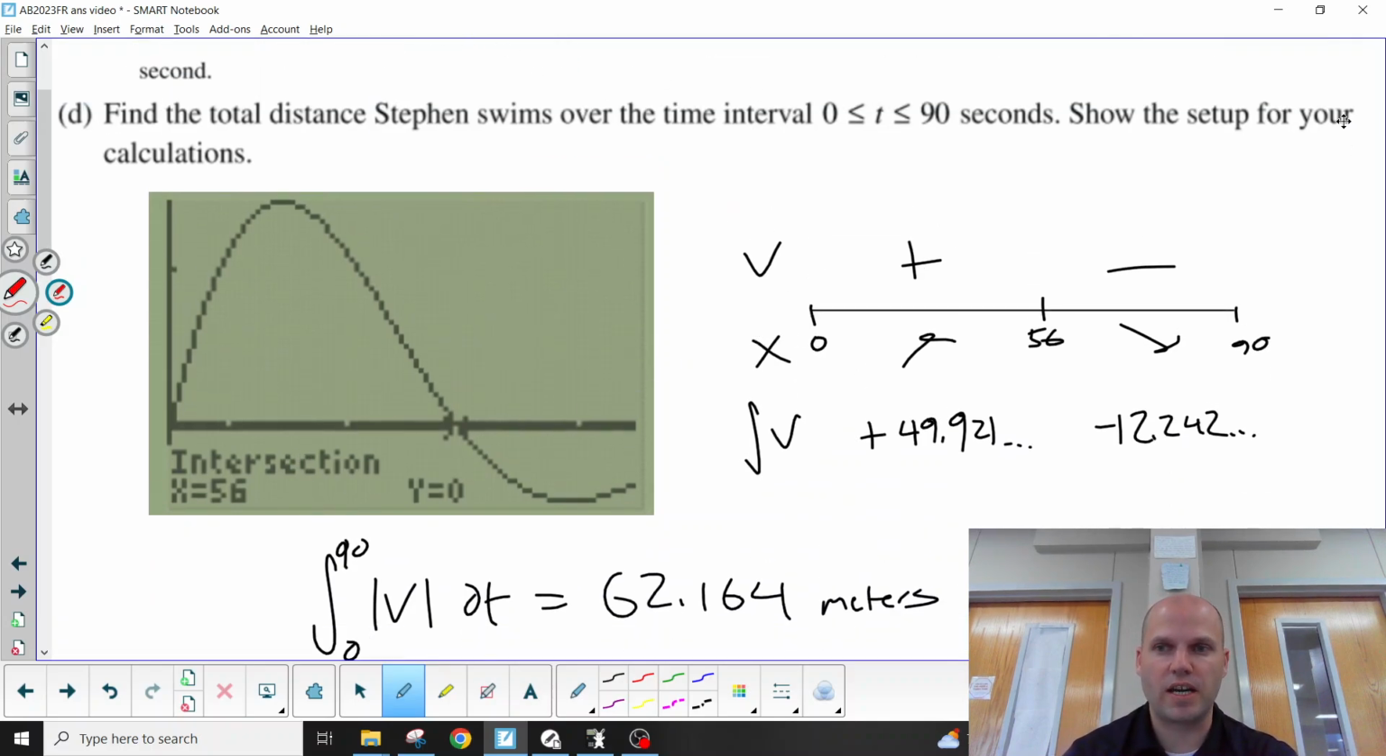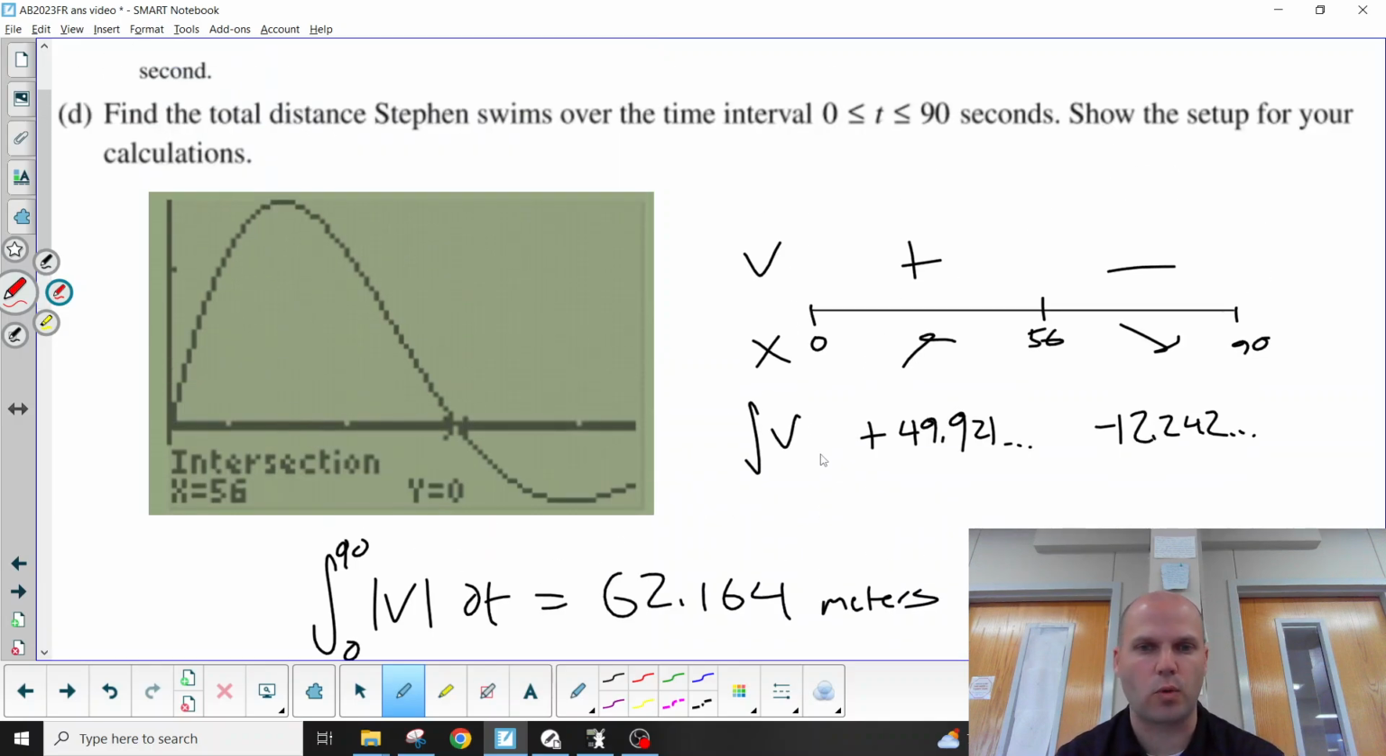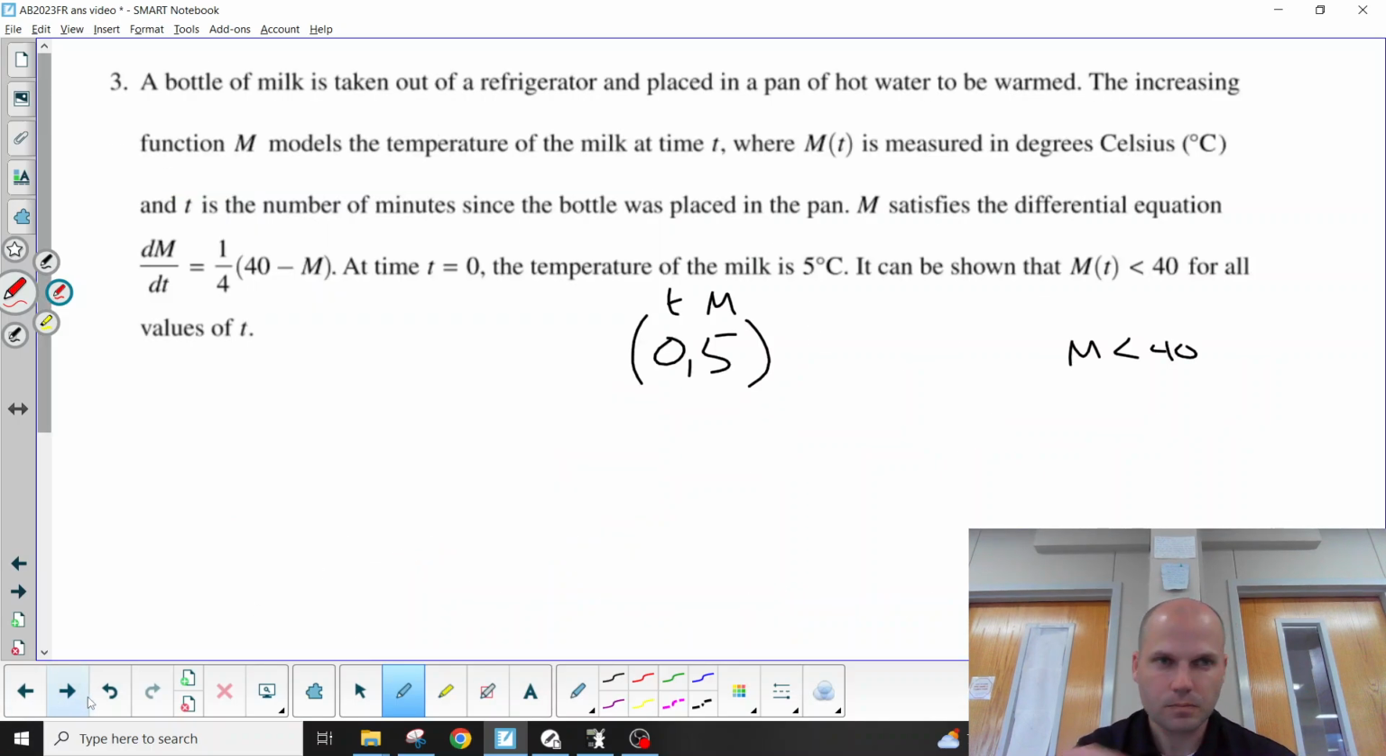Distance from 0 to 90. Okay, well, if you did your sign analysis and your displacement analysis, you go to the right 49.921, you go to the left 12.242. You can take this positive number, subtract the negative number, or you can use an absolute value to get the same accumulation of your speeds, 62.164 meters. This is worth 2 points, maybe 3. Don't think this was a hard question, okay?